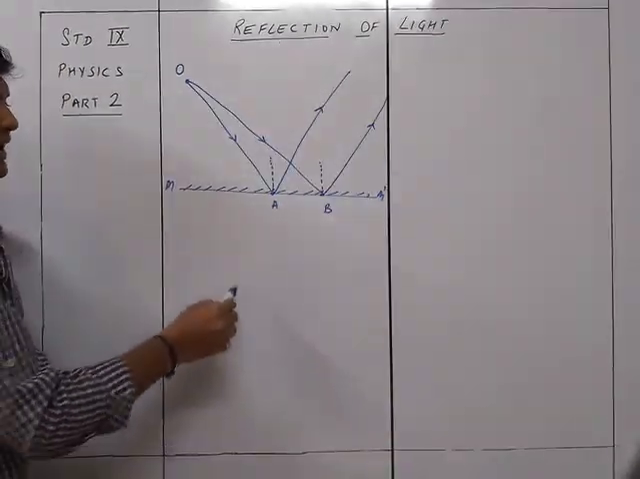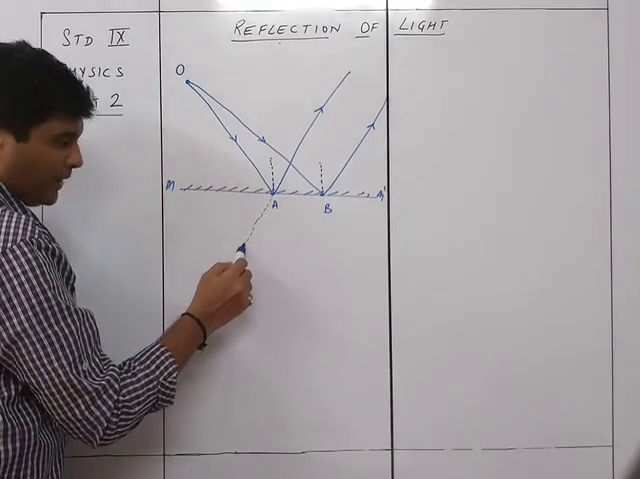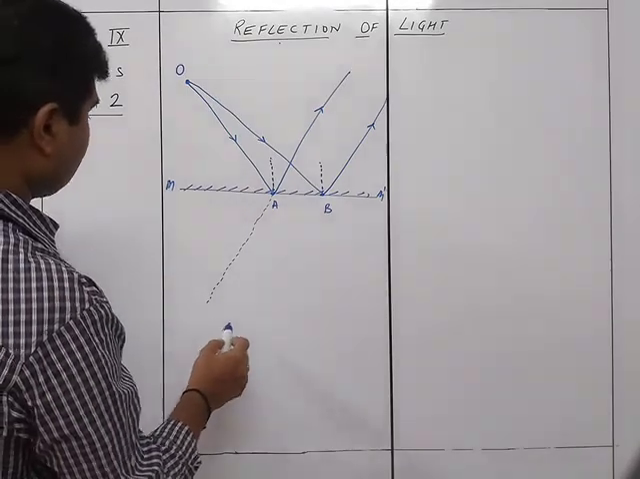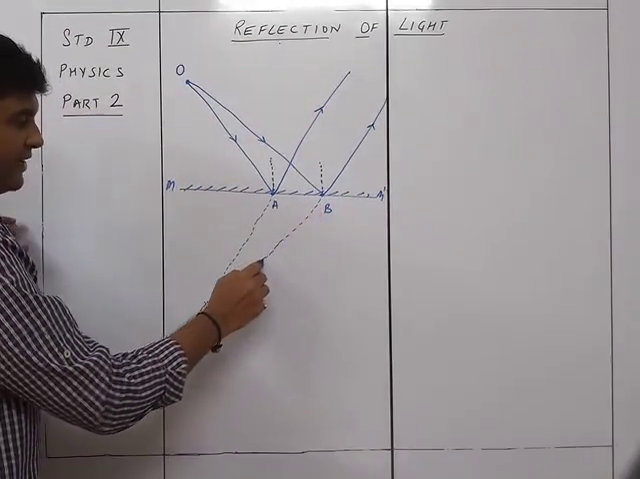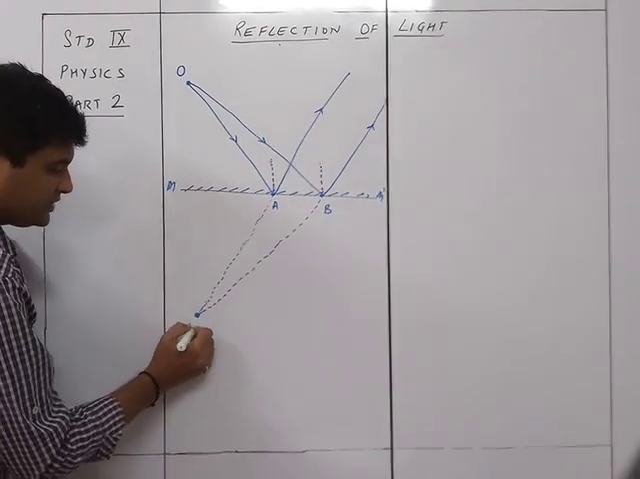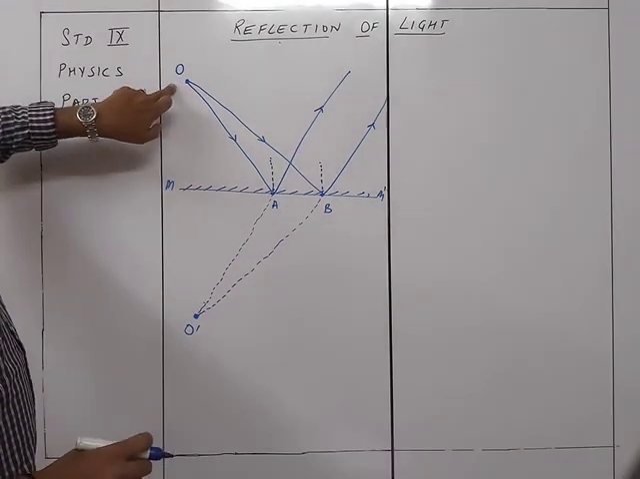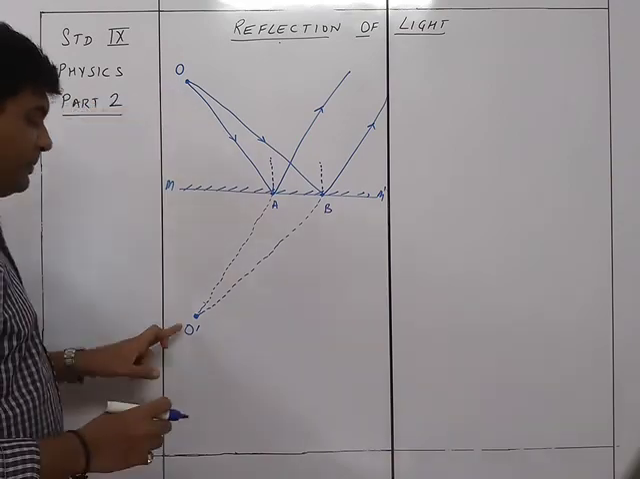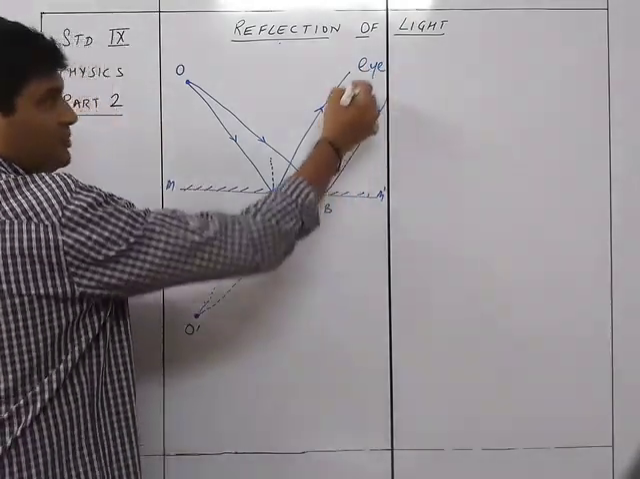Then we just draw that and produce them backwards in a dotted manner. We produce them backwards like this, and it is seen that they will intersect at a point over here, which is O dash. So it is seen that this object O will be seen as an image O dash when I view it from here. So this is my eye.